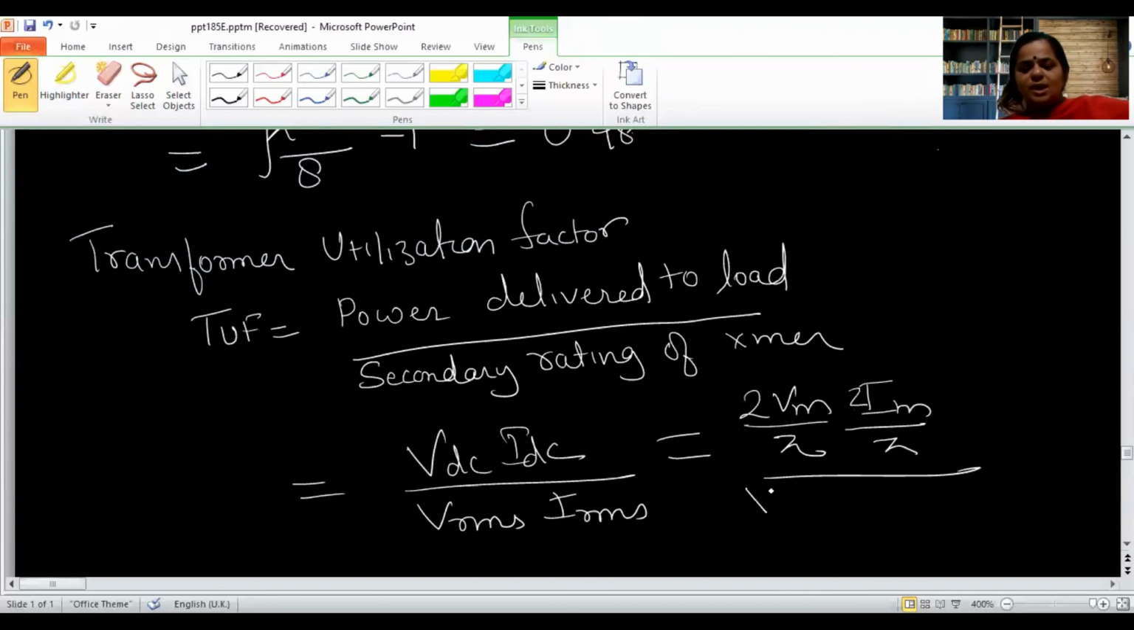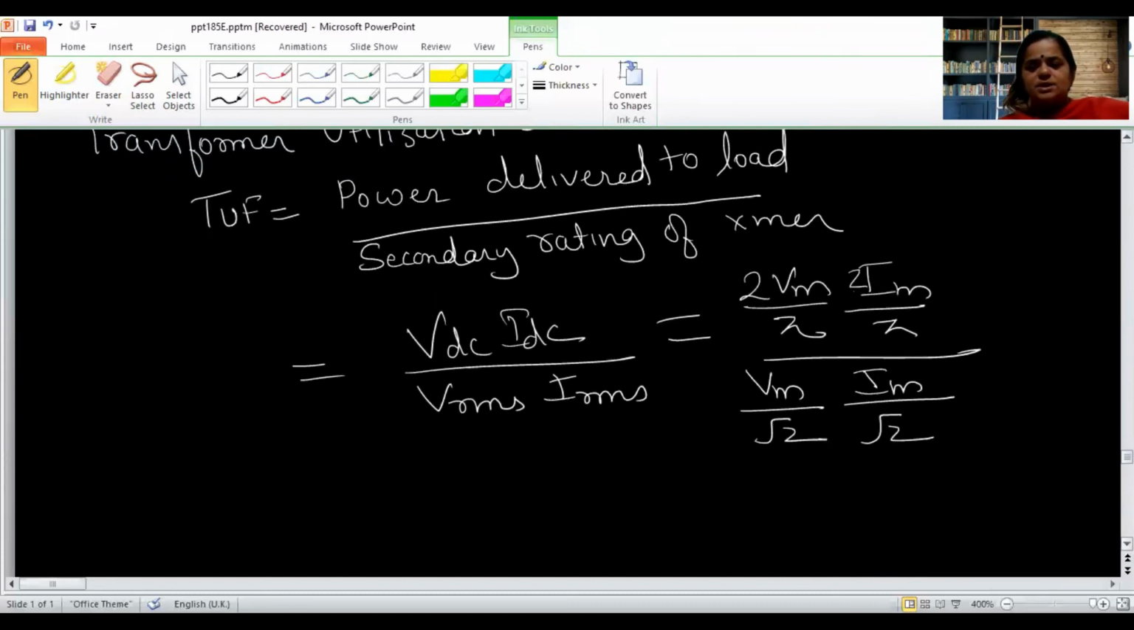Now what is the VRMS of the supply voltage? Vm by root 2. What is the IRMS of the current? That is Im by root 2. If I solve it, what I get is 8 by pi square. So if I solve it, it comes to 0.81. So that is the transformer utilization factor.